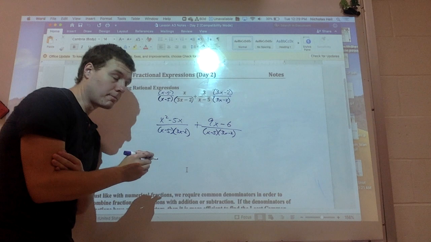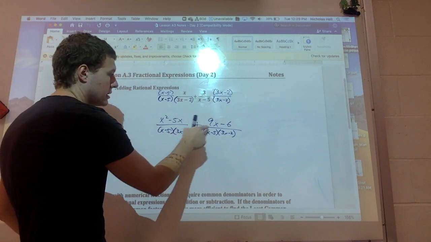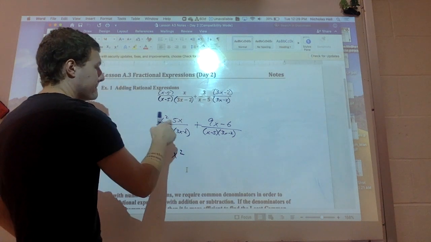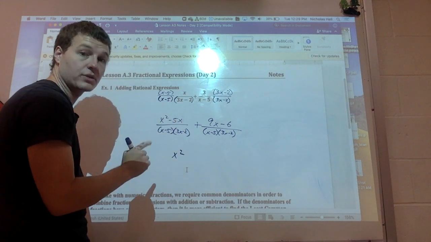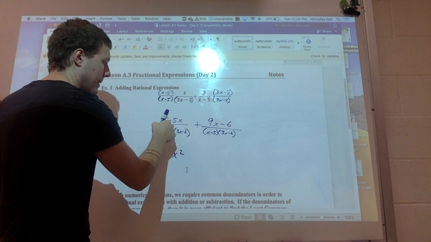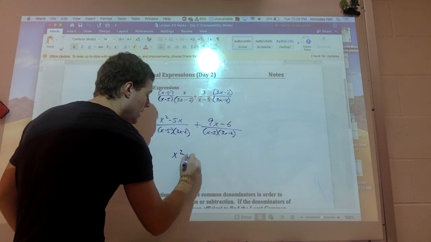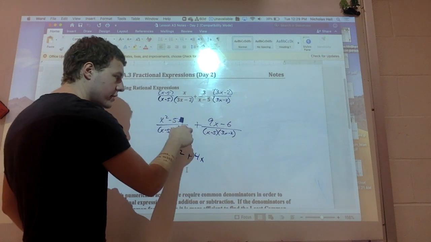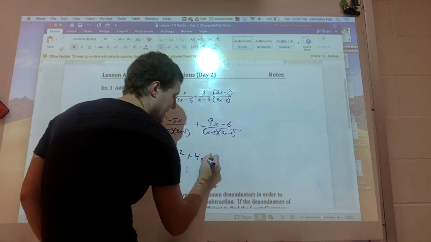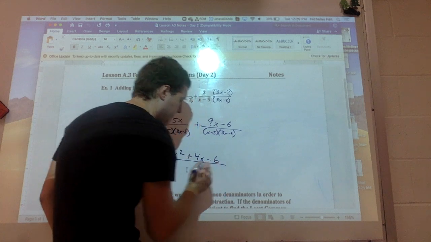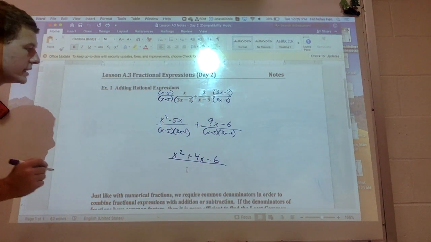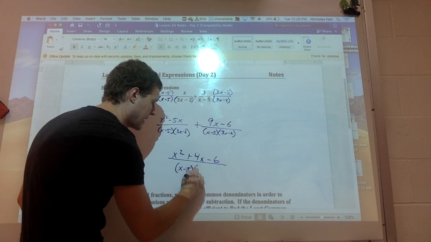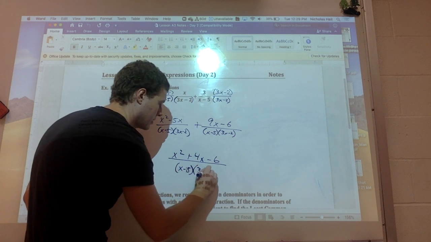Combine your numerators and combine any like terms. So I've got an x squared. There's no x squareds here, so just x squared is my numerator. Minus 5x plus 9x, those are common terms, so minus 5 plus 9 is positive 4x. And then I have 0 constants over here, but I'm adding a negative 6, so that's negative 6 there. Now, keep your denominator. Remember, we always keep denominators when we add or subtract fractions.